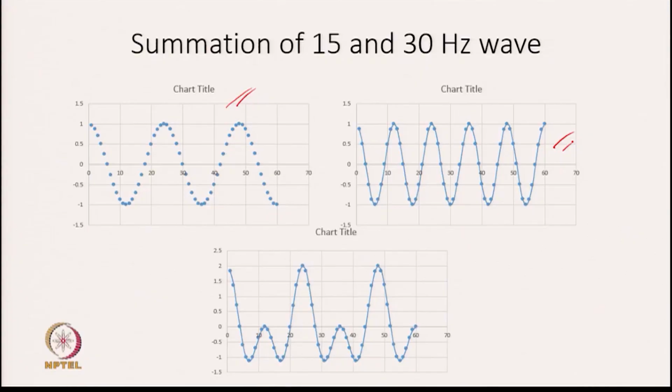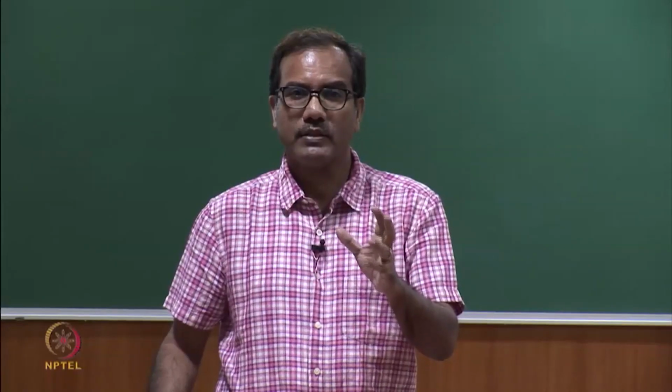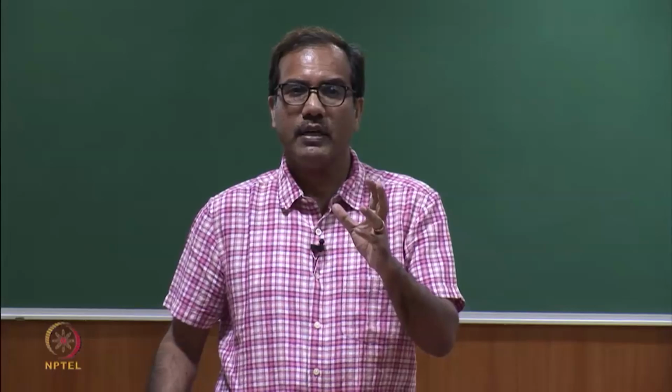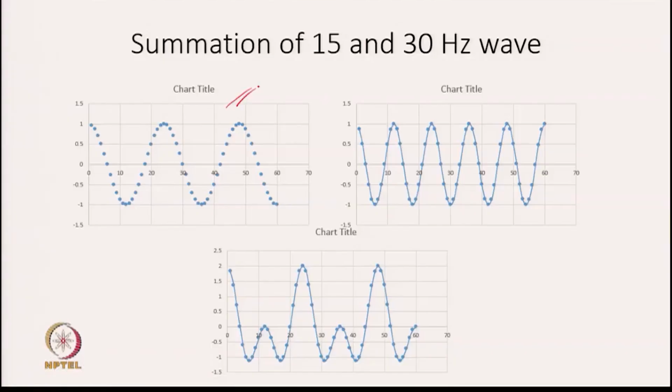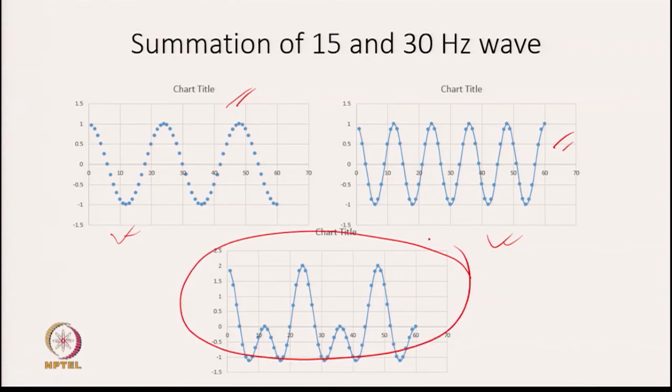Now, let us think of that if our time domain data is a function of two different wavelengths. Suppose I take a 15 hertz cosine wave and a 30 hertz cosine wave. So, this is your wave for 15 hertz and this is your amplitude versus time for your 30 hertz cosine wave. If we add up, we are going to get this signal. So, your time domain data is going to be something like that.